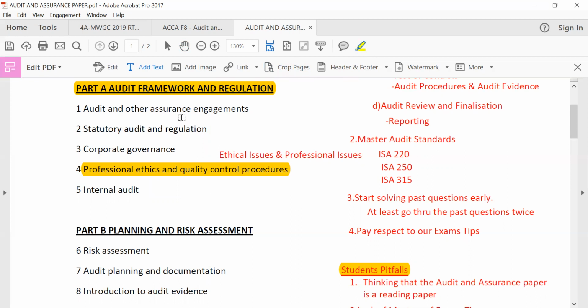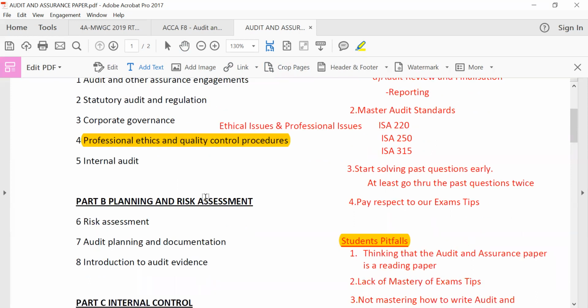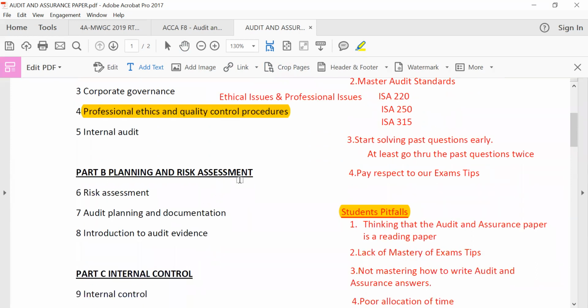Audits, framework, and regulation. We move on to the next parts. I have categorized them into parts that suit me. So we come to part B, that is planning and risk assessment. We tend to learn that risk assessment starts at the audit planning stage, and we continue to assess risks throughout the audit phase.